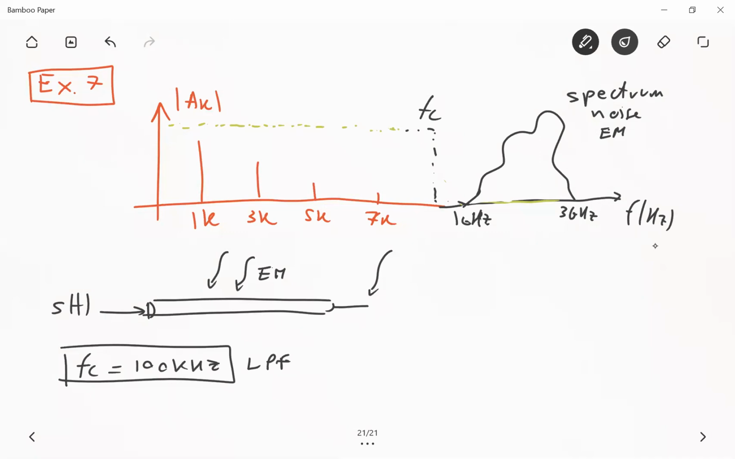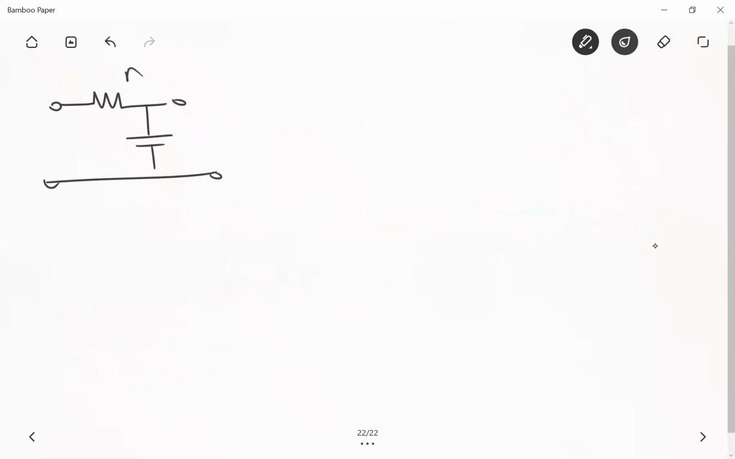So we want to design a real filter. The simplest way to design a low-pass filter, of course, is an RC circuit, as you know. So let me draw it. I'm going to solve the same problem that I did now, but with a real filter, okay? So I'm going to draw an RC filter, which is a low-pass filter. And now the problem is, how do I design this one?